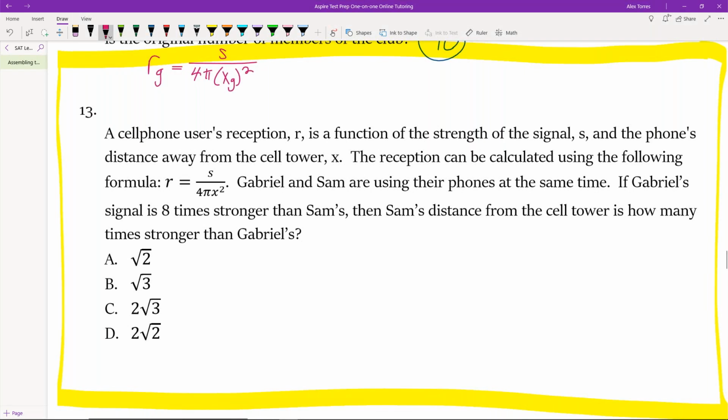So all I'm doing is taking this formula and turning this into RG and this XG just to say it's the reception that belongs to Gabriel and the radius that belongs to Gabriel. Because of course, for the next one, we're talking about Sam. So the reception that belongs to Sam is equal to the signal over 4 pi and the radius that belongs to Sam squared. So we have the reception of Gabriel and the reception of Sam. The problem says that Gabriel's reception is 8 times Sam's reception.